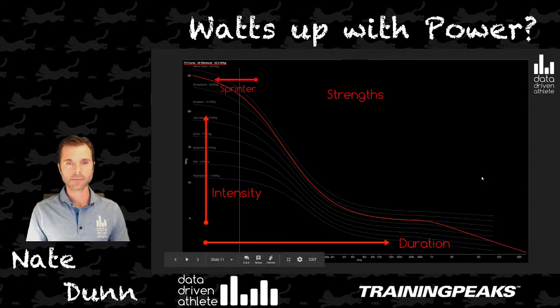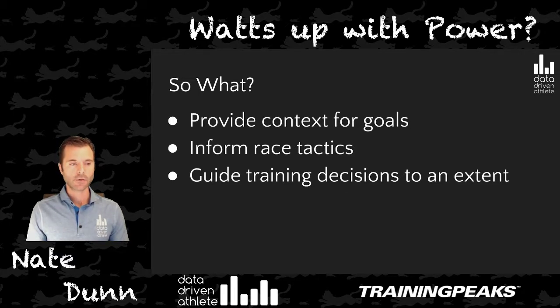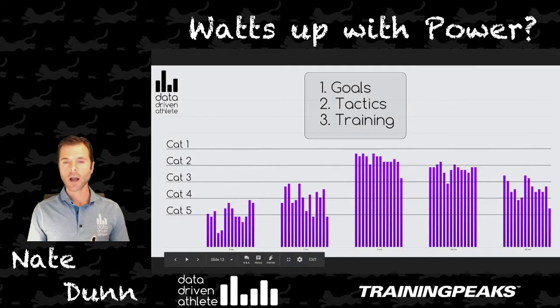So next slide, please. So we've looked at these different perspectives on your power. So what, right? So we kind of get back to this original question that we started the presentation with. Why is this important? And the first one is it can help to provide context for our goals. It can inform our race tactics. And then the third one is it can help to guide our training decisions to an extent. So we're going to go to the next slide, and as we look at this power profile chart, we're going to talk about how we would do that.